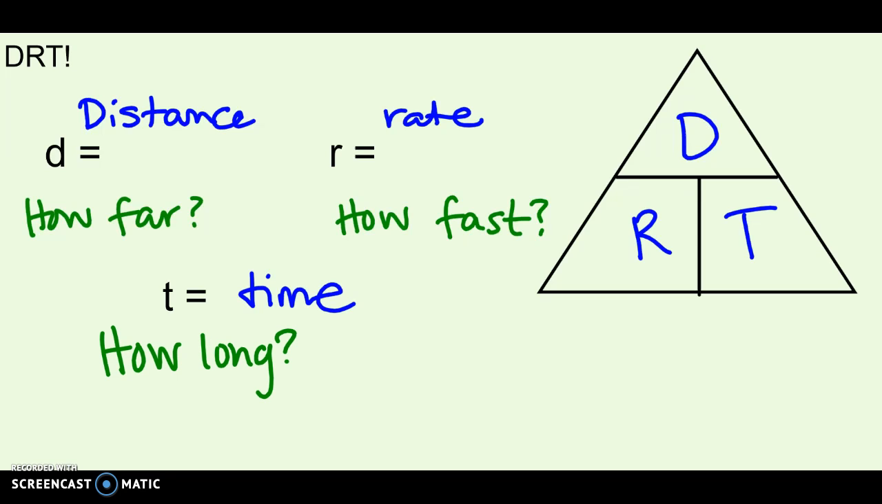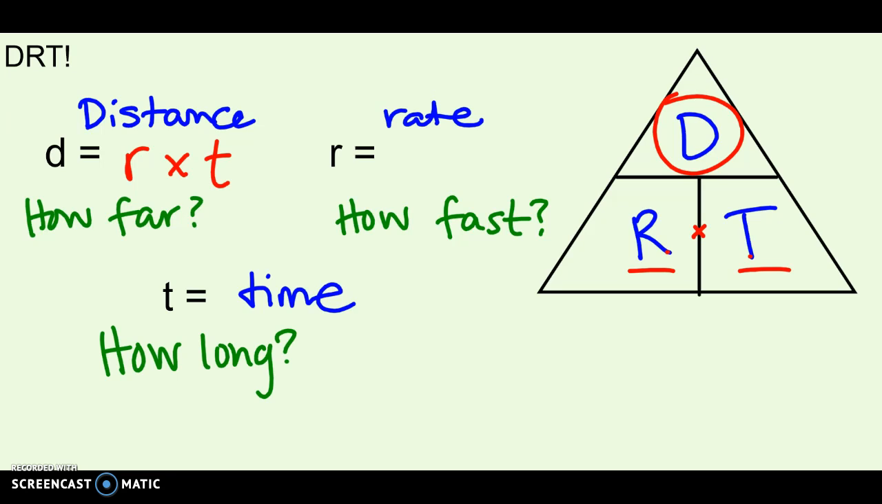Okay, so that should all be on your paper. And now we're going to write the formula for each one. So looking at my triangle here, if I want to find the distance, then I see that R and T are right next to each other. And when things are right next to each other, we multiply. So the formula for distance is to multiply the rate times the time. So rate times time is how I find the distance.